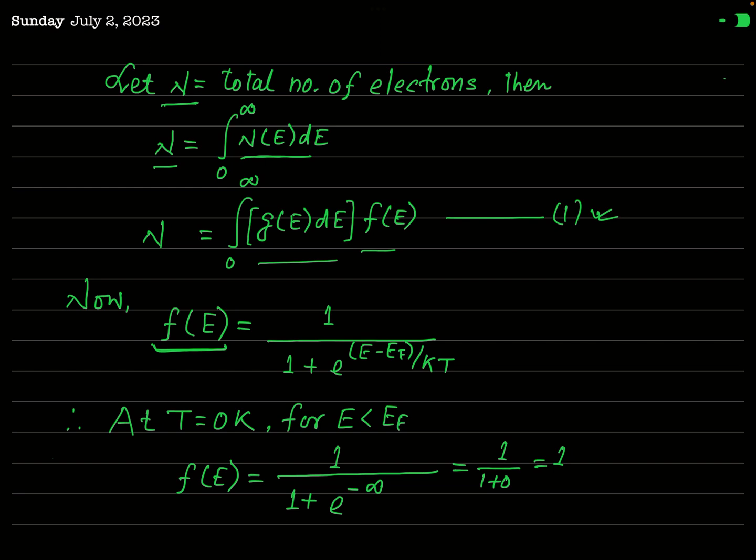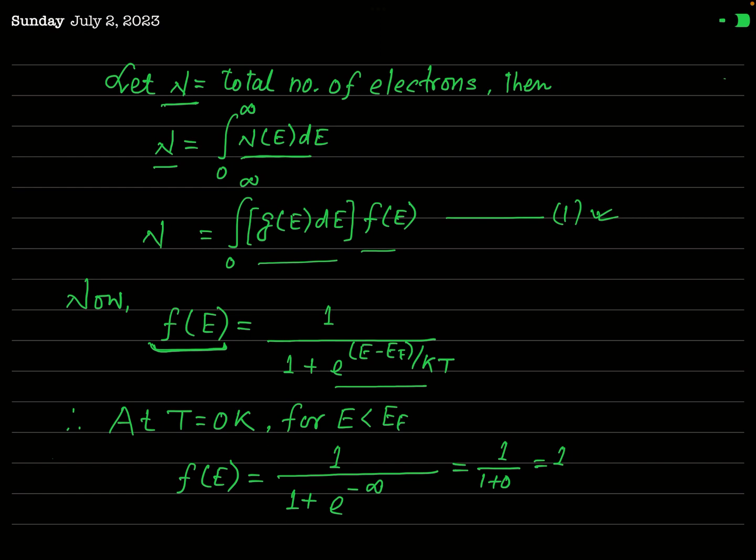And you know, this F of E is equal to 1 over 1 plus e to the power (E minus E_F) divided by kT. And this E_F in this equation is called Fermi energy or Fermi energy level. k is the Boltzmann constant, T is the temperature. Now you can see that the value of this occupation probability actually depends on two factors.